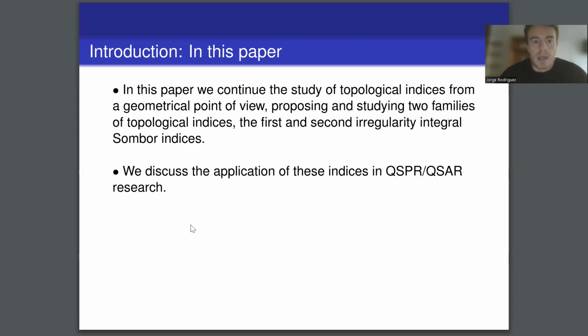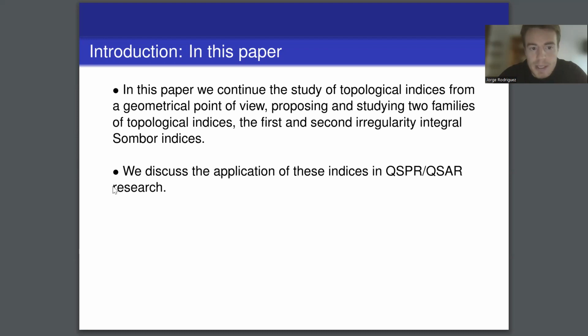Okay. So in this paper, we are going to continue the study of topological indices from a geometrical point of view, proposing and studying two families of topological indices, the first and second irregularity integral Sombor indices. We are going to discuss the application of these indices in quantitative structure-property relationship and quantitative structure-activity relationship research, which are two methodologies that are widely used in computational chemistry to model the properties of molecules.